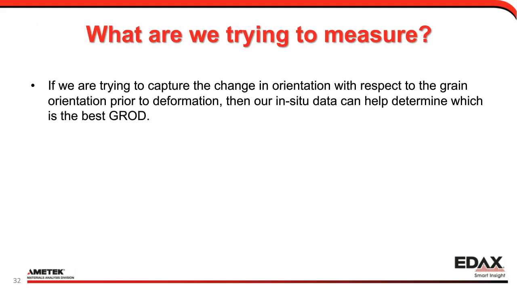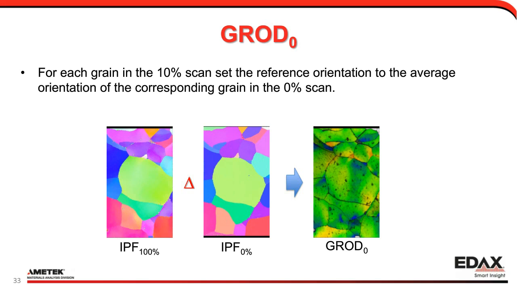But what are we really trying to measure? We're trying to capture the change in orientation with respect to the grain orientation prior to deformation. Then our in situ data can help us determine which is the best measure for capturing that. So for each grain in the scan, we can compare to the reference orientation of the corresponding grain in the 0% strain scan, which I've tried to show here. And you can see I'm calling that GROD 0, and you can see the result here. You can see there's a lot less strain in the material than we get if we use some of the other measures we talked about.